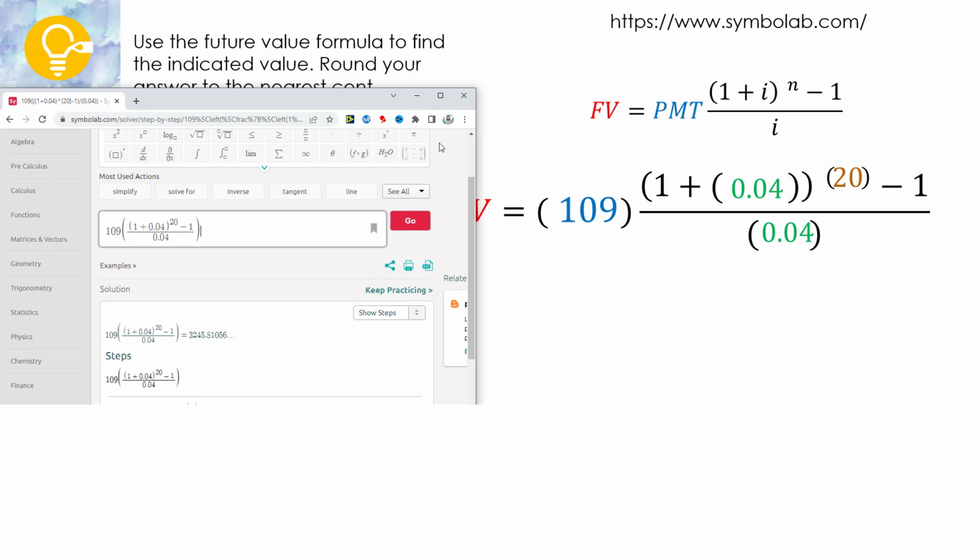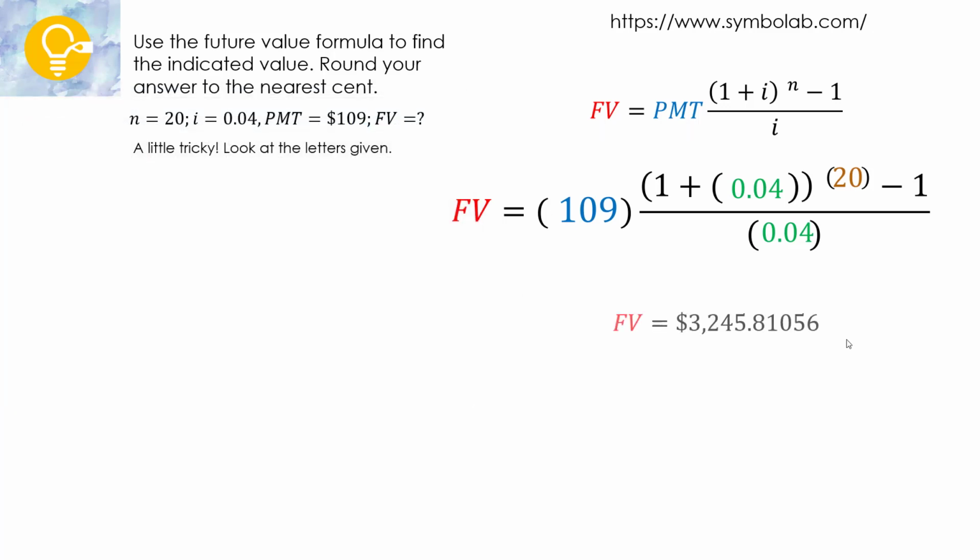Now let's go back to our question. The future value is 3,245.81056. The question asks us to the nearest cent. So that means our future value will be $3,245.81.